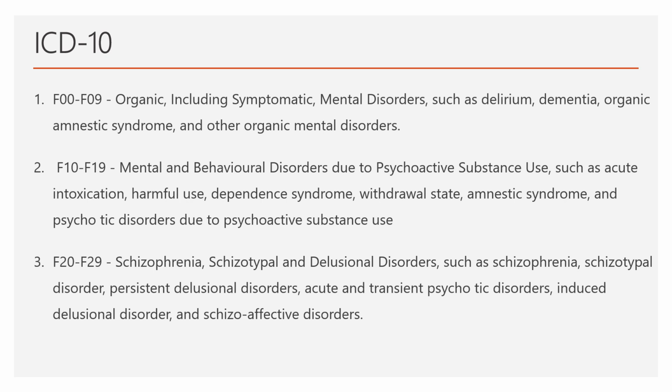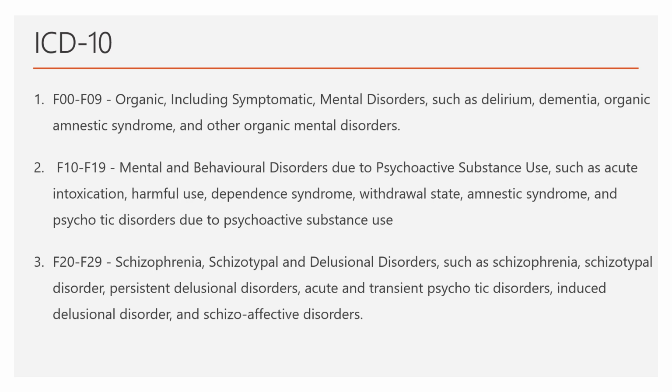So F00 to F09 is your organic illness. So whenever we are diagnosing somebody, we write a code, and this code is the ICD code. So for example, a patient comes to you with delirium. So you can just diagnose that as F00 to F09, and the doctors and everybody will understand that this is an organic mental illness.